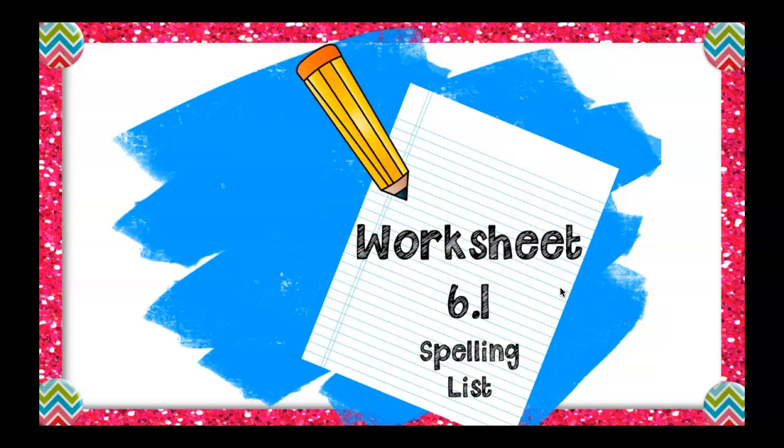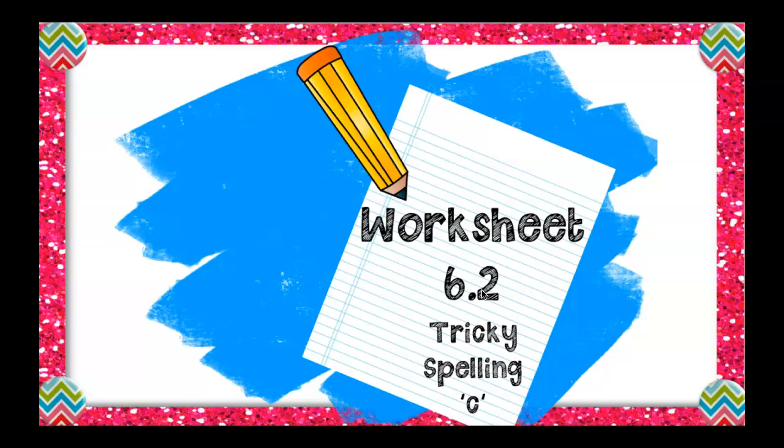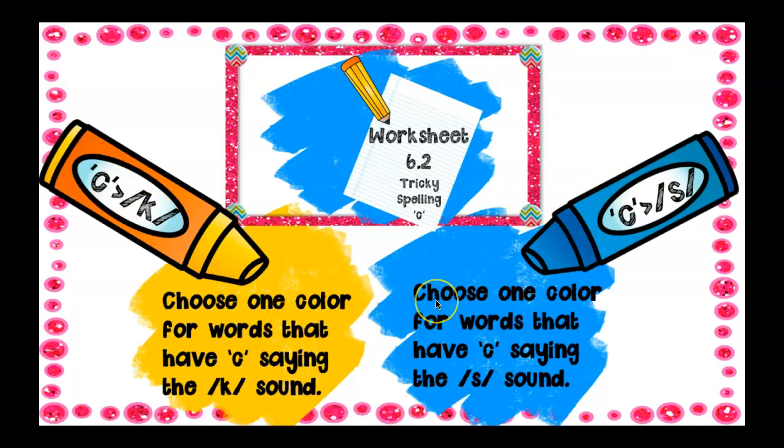So you can go ahead and pause at any time to go and log on Class Kick and read and write your spelling words. But before you do, I would recommend just looking at these next few slides because I want to go over worksheet 6.2, which is going to be asking you to work on the tricky spelling C. So for this worksheet, you're going to see some words with the letter C that make the K sound, and other words with the letter C that make the S sound. Now instead of doing them in two different colors here, you'll see the directions in Class Kick. You're going to be just circling and underlining those tricky letter C words for the K and S sounds.